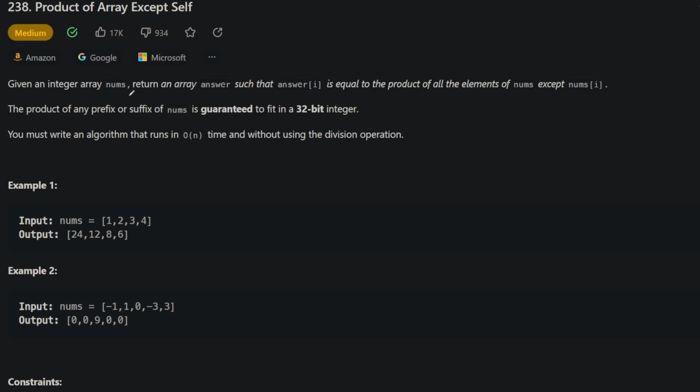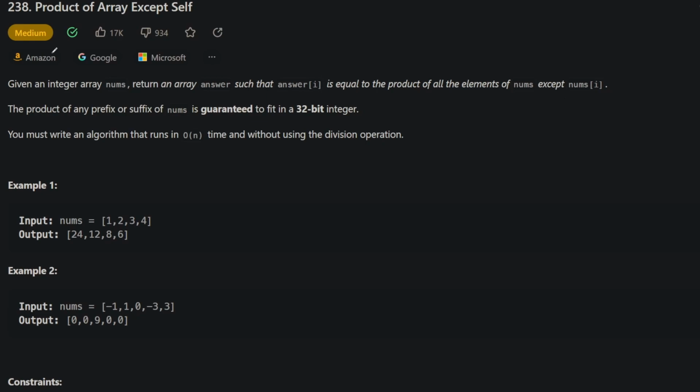Given an integer array nums, return an array answer such that answer[i] is equal to the product of all the elements of nums except nums[i]. The product of any prefix or suffix of nums is guaranteed to fit in a 32-bit integer. You must write an algorithm that runs in O(n) time and without using the division operator.